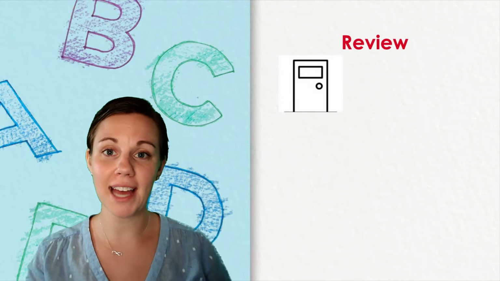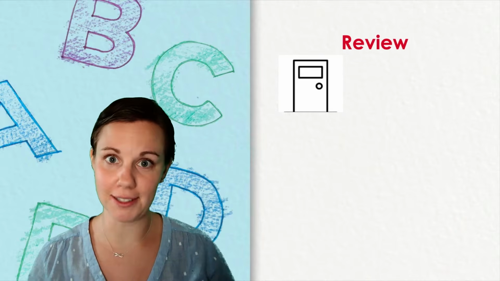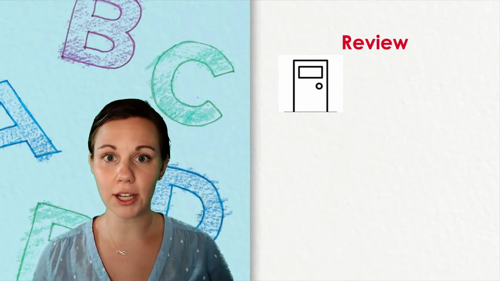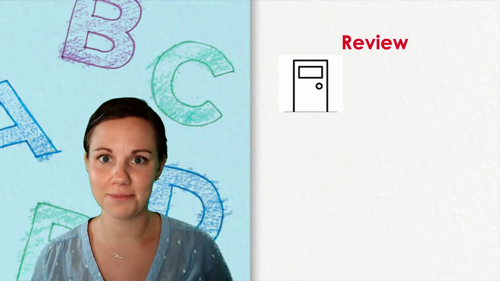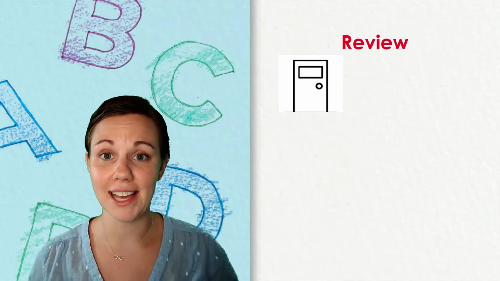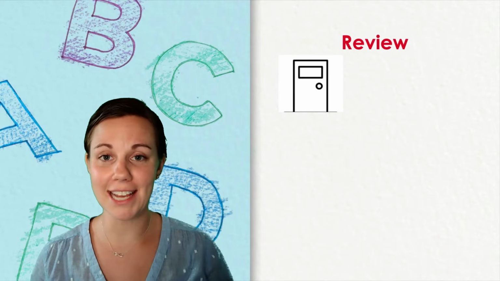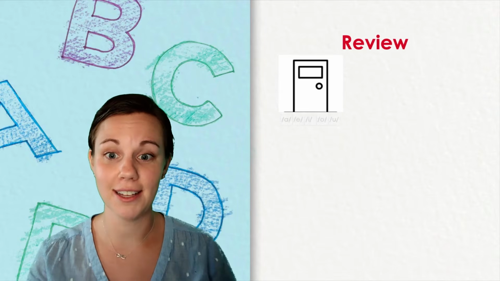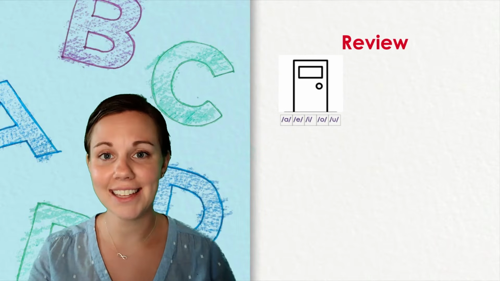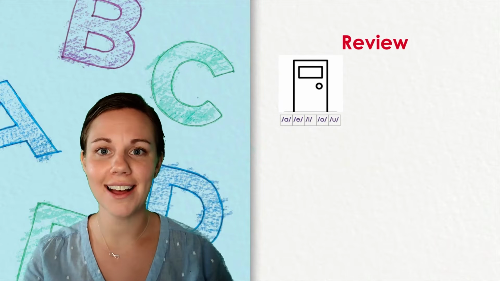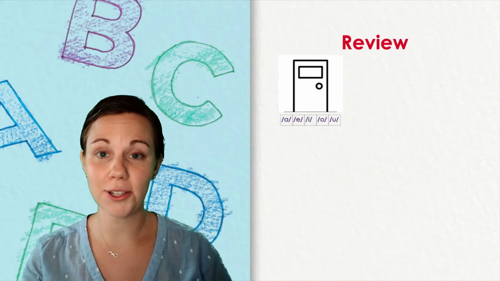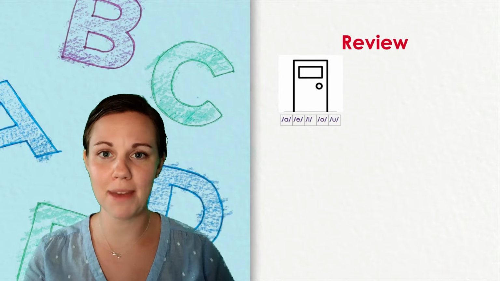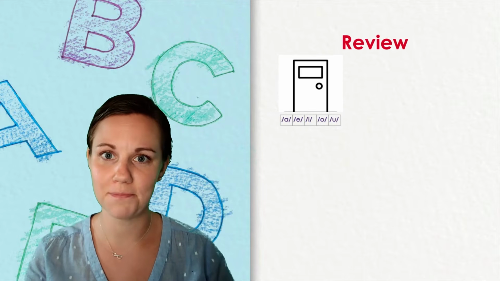The first one we'll look at is our closed syllable. What does a closed syllable tell us about the vowel sound? Absolutely. A closed syllable makes a short vowel sound, like a, i, o. The consonant at the end of the syllable closes in that vowel, making sure it has a short sound.